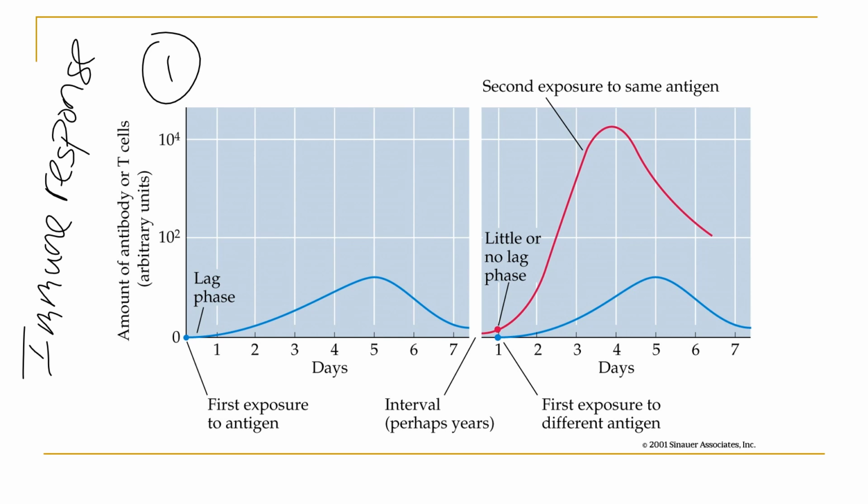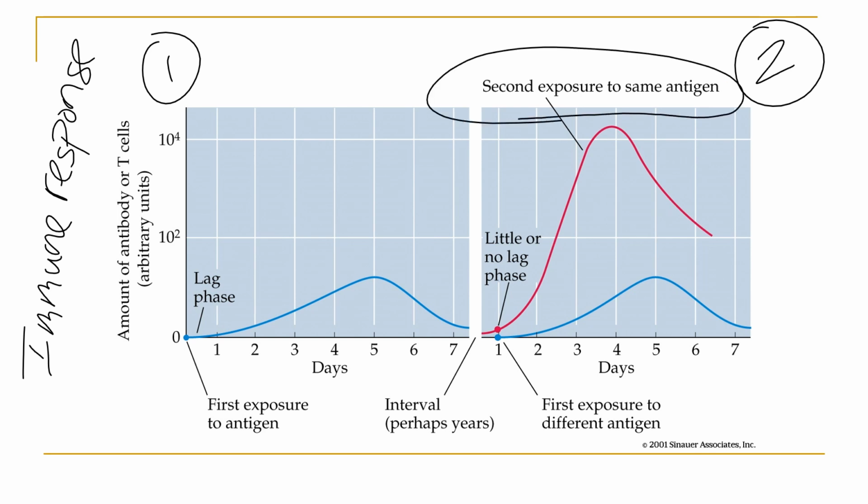Then, let's say you get that same virus a second time. You get influenza A again, and it's the exact same variety. Like, it hasn't mutated, it hasn't changed, it's the same type. Then we get to look at the little red graph over here. So this is the second exposure to the same antigen, and this is really important.